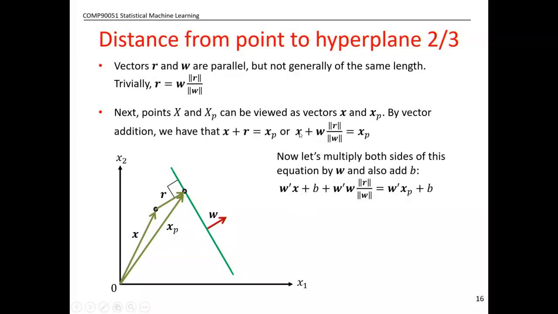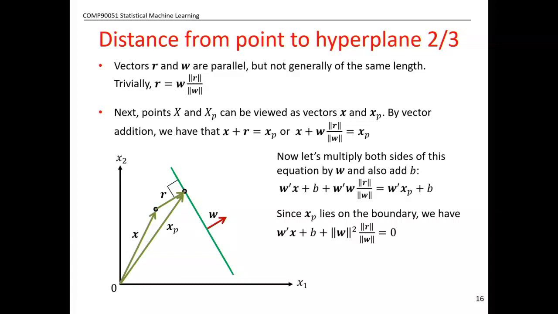So I get a w dot x for this term, I get a w dot w for this term, right? Which is of course going to be the length of w squared. So that's why I'm doing this. And then I'm also going to get a w dot xp, and then I'm adding b to both sides.